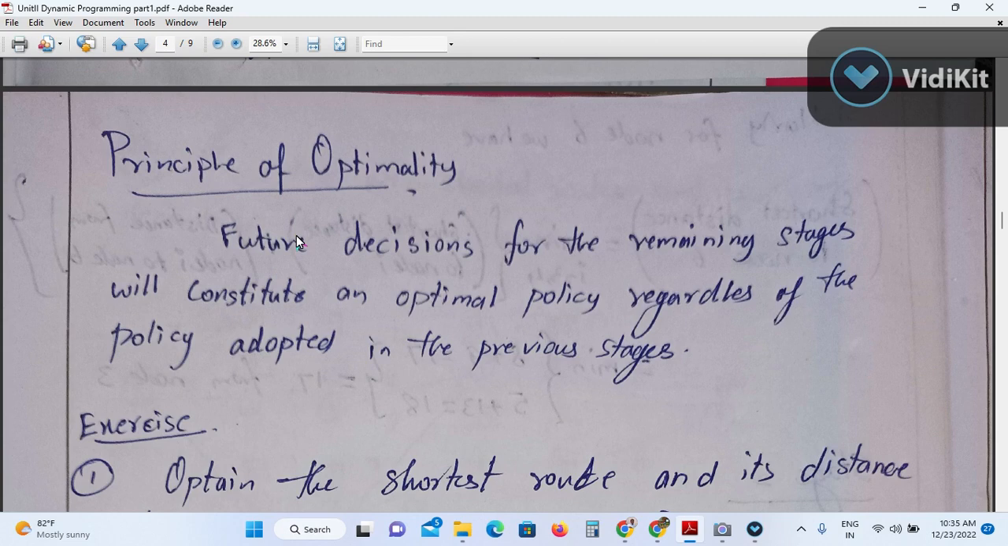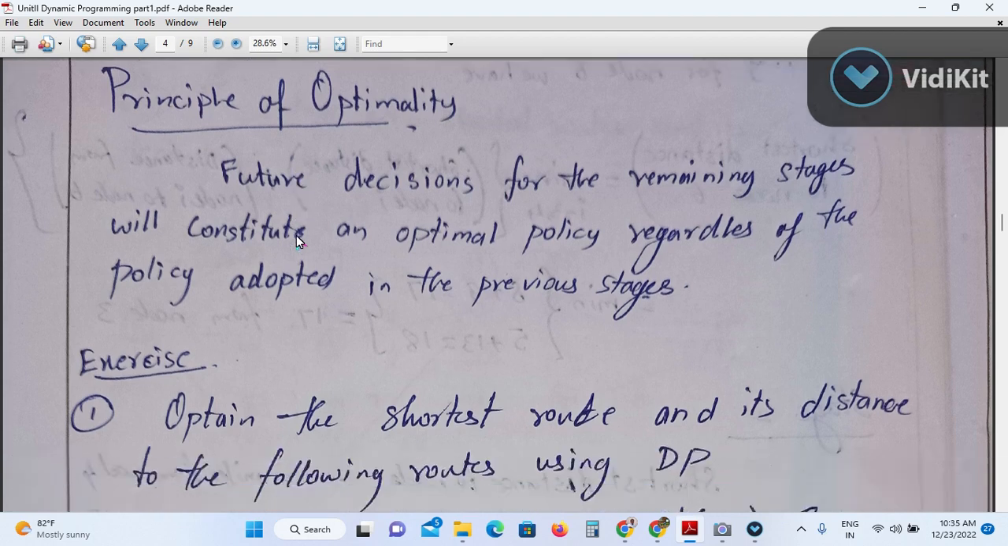So one can take the decision in a future, based on the previous stage. If you want to move to the next stage, I have to take a decision from the current stage based on the previous stage. That is nothing but the principle of optimality, right?